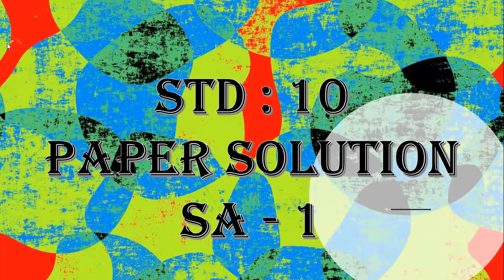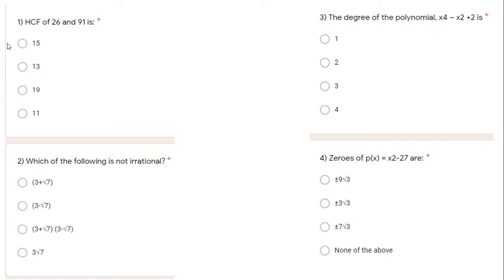Okay, then today we have to start Essay 1's paper solution. Chapters 1 to 9 are included in that essay, and today we have to see its paper solution. If you have any doubt, see the first question here. HCF was asked of 26 and 91. Which one will come?